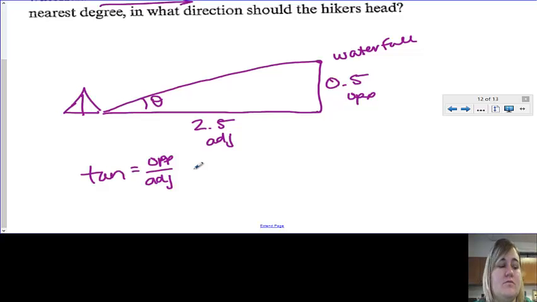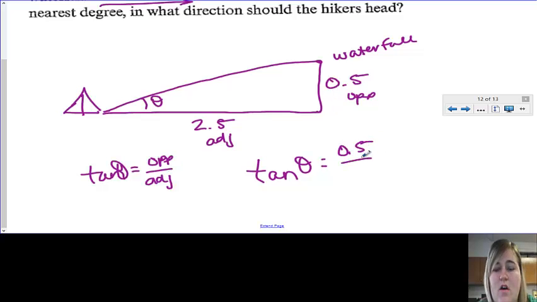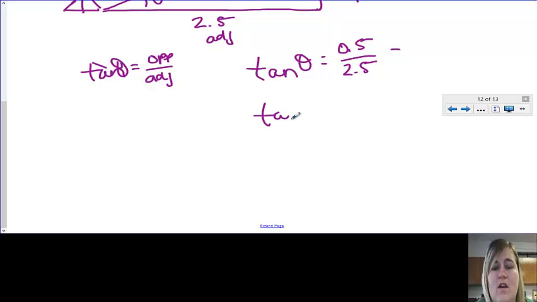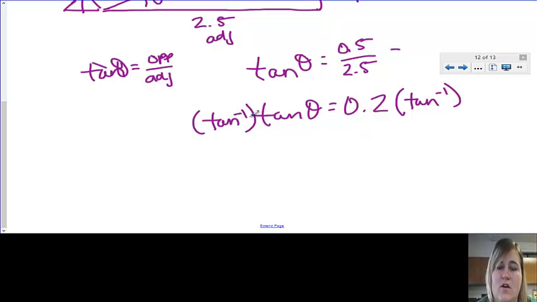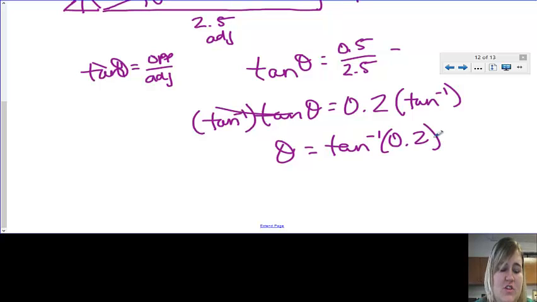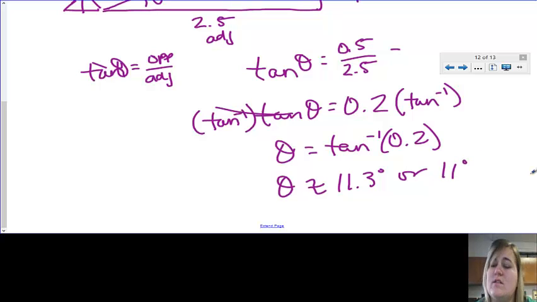Alright, so then all I have to do is plug this in, or tangent of theta. Okay, so I have tangent of theta is equal to the opposite, which is 0.5, over the adjacent, which is 2.5. So I'm going to punch that part into my calculator. I have tangent of theta equals 0.5 divided by 2.5. That gives me a 0.2. And I'm going to solve this the same way I did on the last one. I'm going to multiply by that inverse tangent on both sides. So theta is then equal to inverse tangent of 0.2, which I can punch into my calculator. Second tangent gives me inverse tangent. Plug in 0.2. And it tells me that it's approximately 11.3 degrees or just 11 degrees.